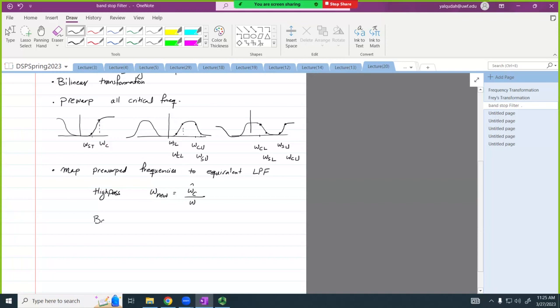If we are doing a bandpass filter, then omega nu is going to equal omega 0 squared minus omega squared divided by b multiplied by omega, where b is going to equal omega cutoff upper hat minus omega cutoff lower hat, and omega 0 is going to equal the square root of omega cutoff upper hat multiplied by omega cutoff lower hat.